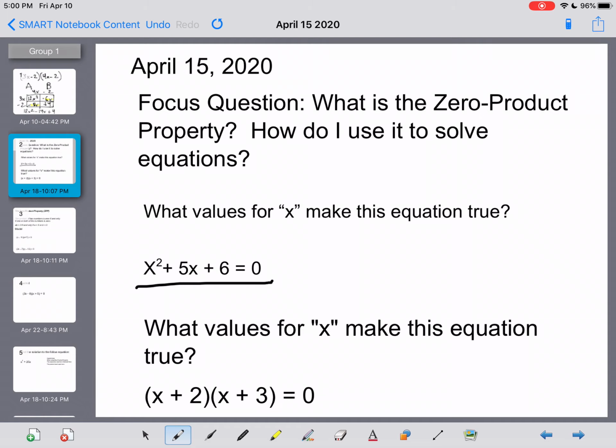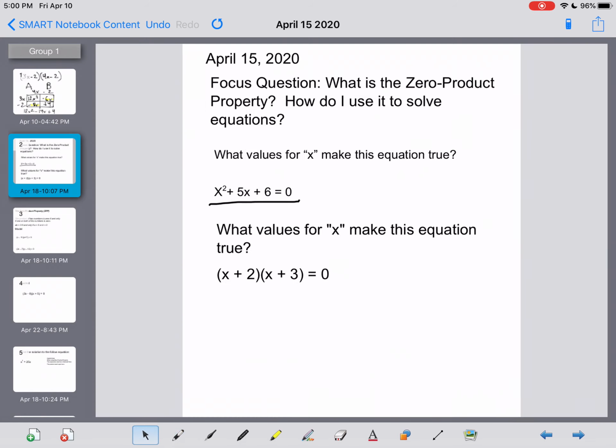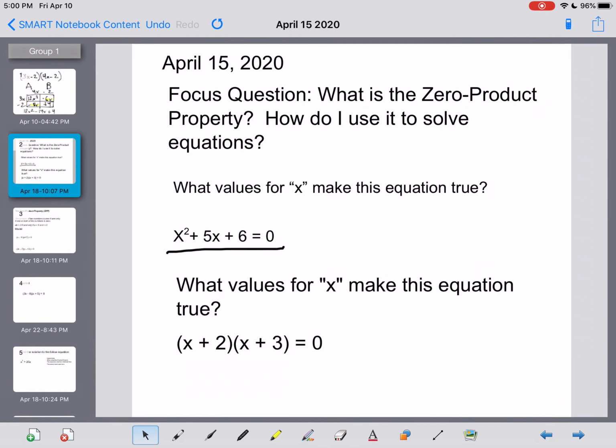Let's go down to the second one. What values of x make this equation true? So we're looking at this equation, the quantity of x plus 2 times the quantity of x plus 3 equals 0. I'll give you a moment there. What values of x make this equation true? Pause it and figure it out. All right, guys, we're back.